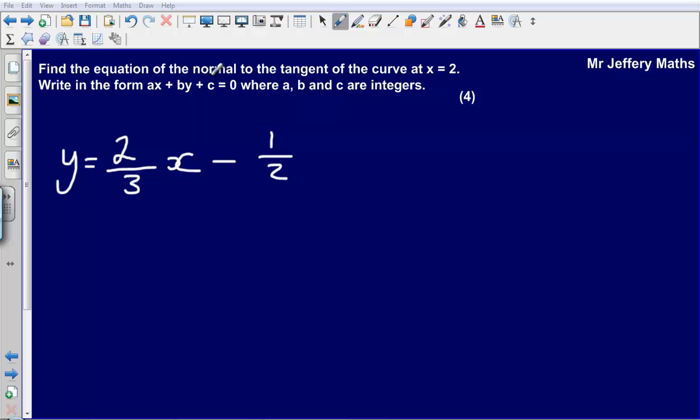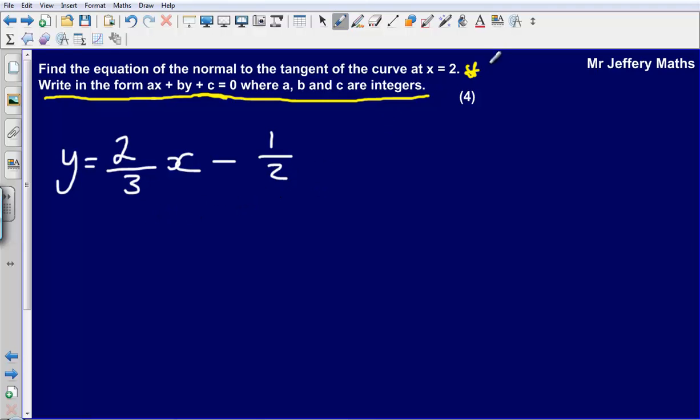Now we're not too fussed about this part at the moment. This is just kind of putting it in context. This is something that you'll be asked to do. The bit that we're focusing on is this bit here, write in the form ax plus by plus c, where a, b and c are integers.